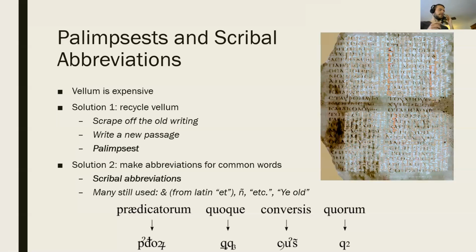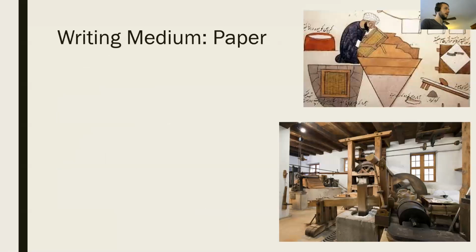So when we're talking about the development of the printing press, it's also important to keep in mind just how expensive vellum was. These solutions to make better use of vellum underscore how expensive vellum was and how economical people had to be with it. And finally, the last writing medium we should talk about is paper.